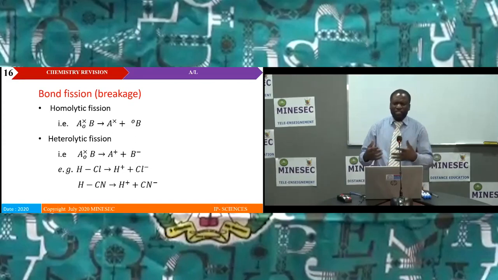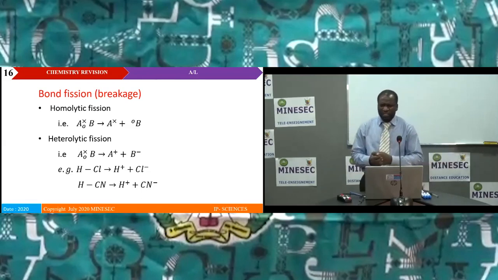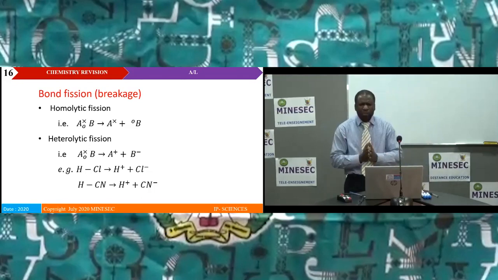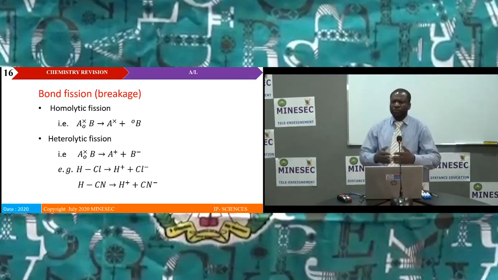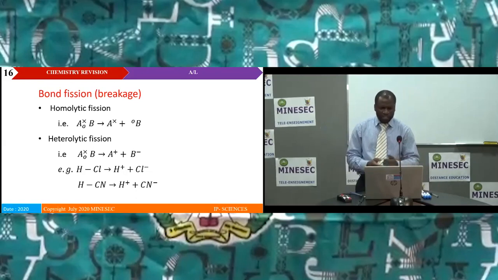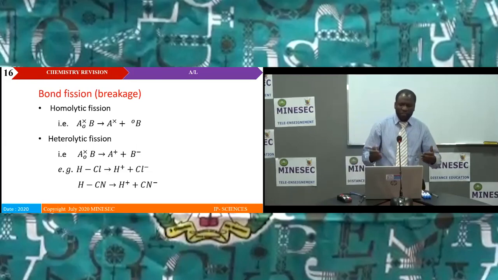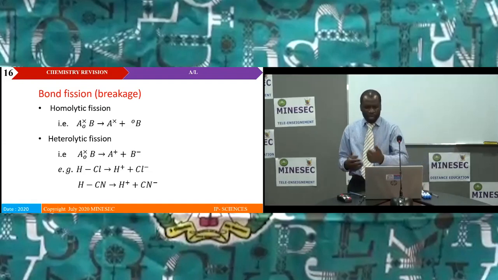We have heterolytic fission. The bond that is split during heterolytic fission is a covalent bond made up of atoms of different electronegativities. When the molecule is split, the atom that is highly electronegative goes away with all the bonded electrons and becomes negatively charged, while that which is deficient goes without the bonded electrons and becomes positively charged. So we have examples there projected on your screen. When we split the hydrogen-chlorine bond, hydrogen which is less electronegative becomes H plus and chlorine becomes Cl minus.